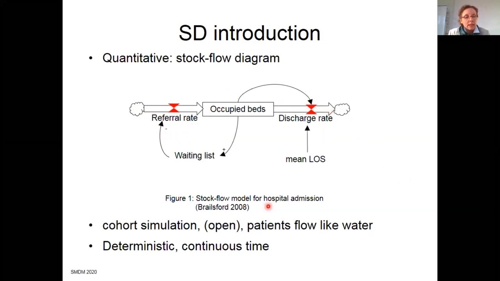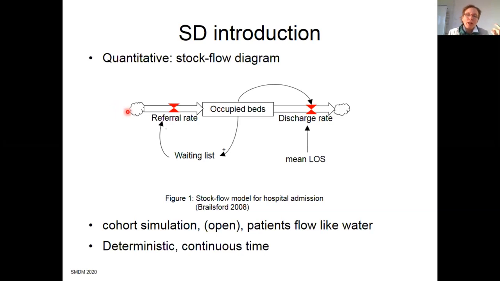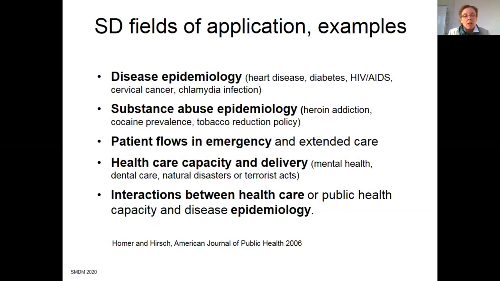In general, we can say that this kind of modeling approach is a form of cohort simulation. It is open since we can have a continuous inflow. And we consider our patients in a way as if they were water that flows through the system. It is deterministic and continuous in time. Fields of applications: we see applications for evaluation of disease epidemiology, for heart disease, diabetes, HIV, and so on, substance abuse epidemiology, to model patient flows in emergency and extended care, and also if there is interaction between the healthcare or public health capacities and disease epidemiology.